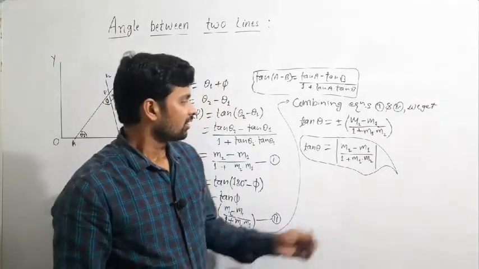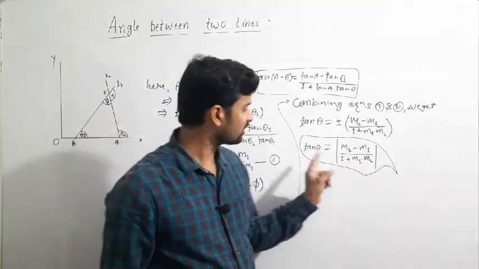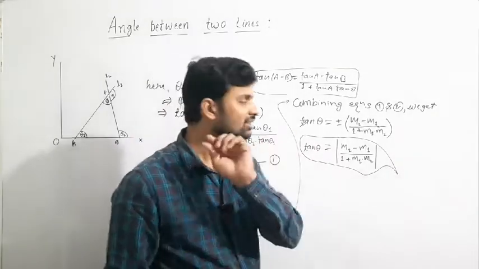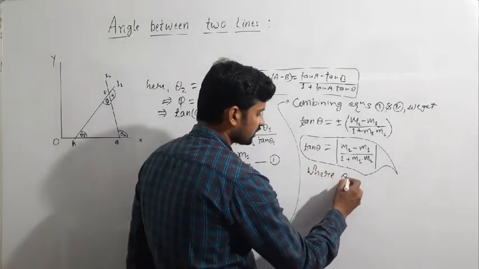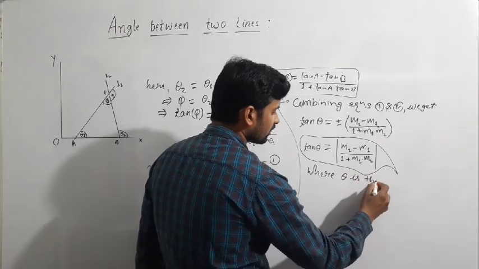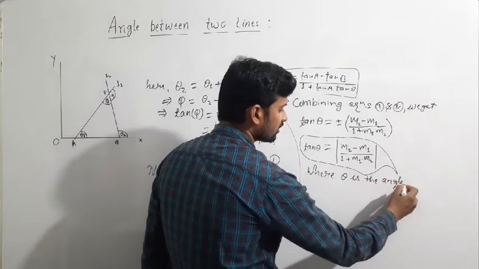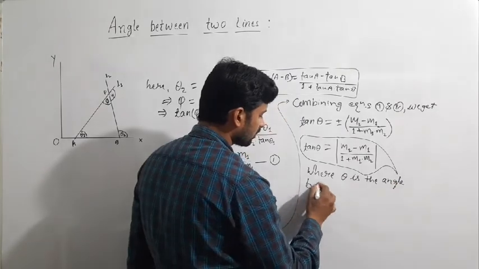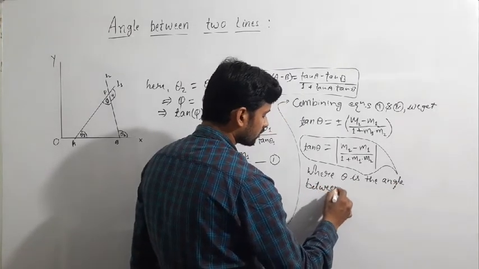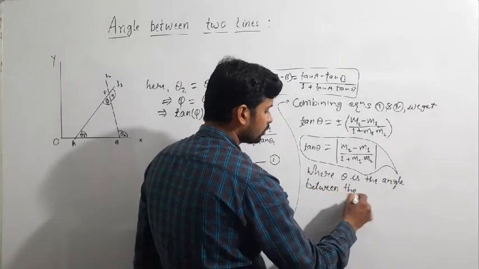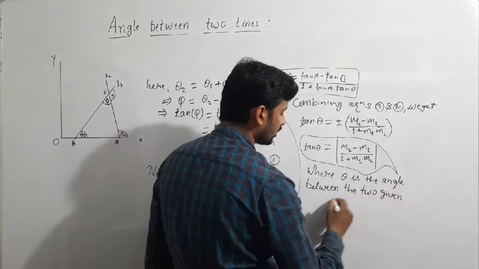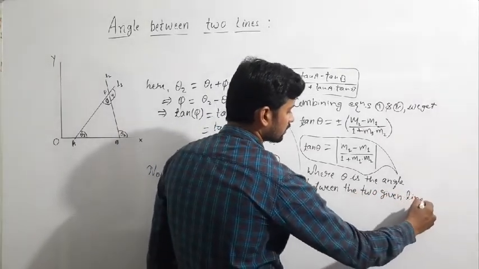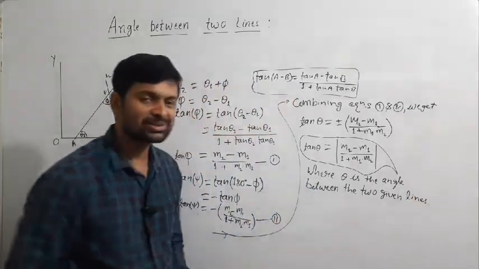Using this formula, theta is the angle between the two given lines. Is this clear to everyone?